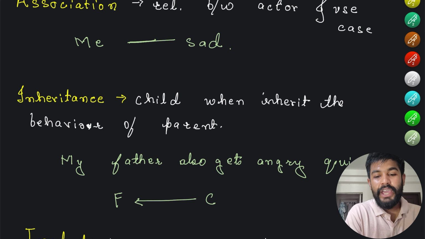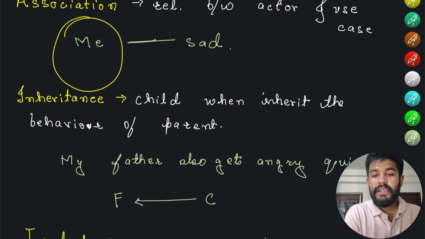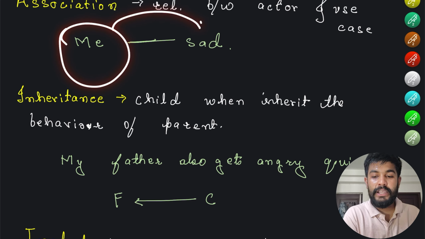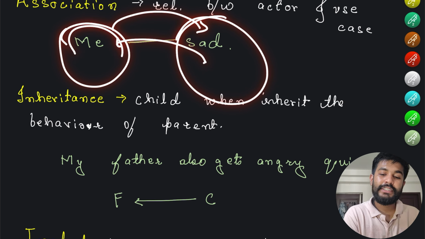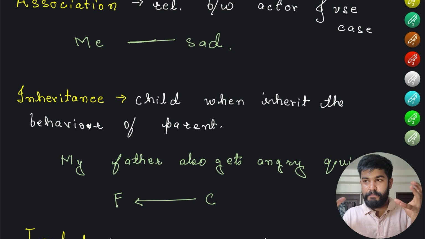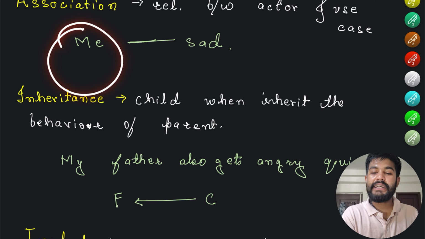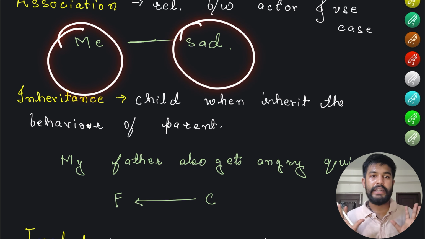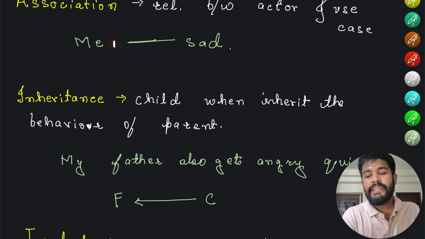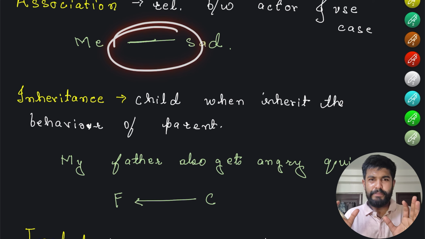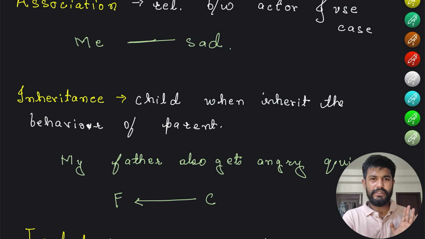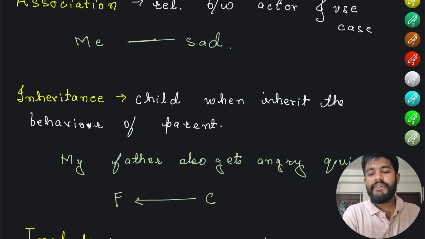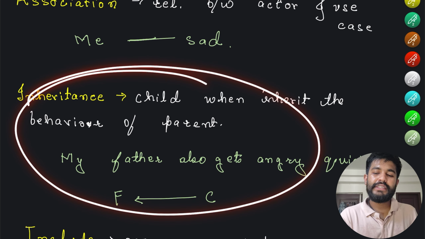So here multiple people can be associated with a single emotion, and multiple emotions can also be associated with a single person. Both on the actor side as well as the use case side, there can be multiple. The association relationship is the simplest relationship, so we just draw a solid line to show it. Then the very next type of relationship is inheritance.